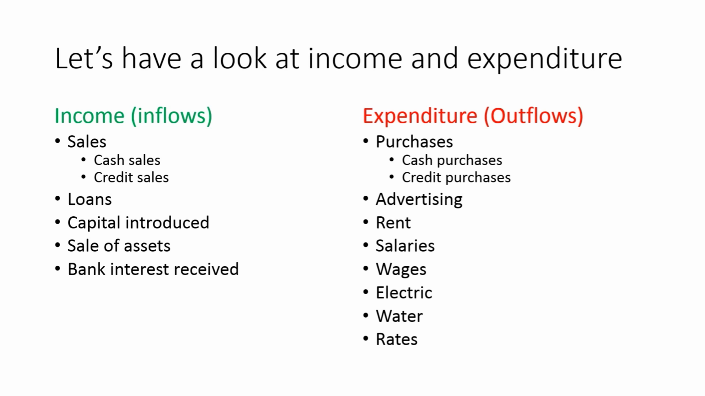This could be in the form of sales, so either cash sales or credit sales. It could be from loans from the bank. It could be capital introduced. Capital introduced is another word for money put into the business, and this usually comes from the owner. It can also be called owner's capital. The sale of assets: if the business sells something, for example, if it has some delivery trucks and it sells one of those trucks, then that would be a sale of an asset.